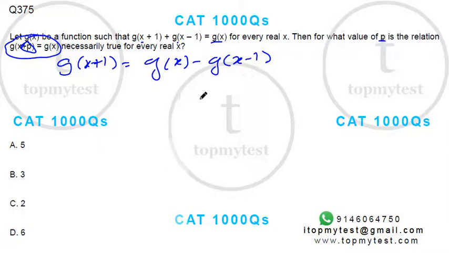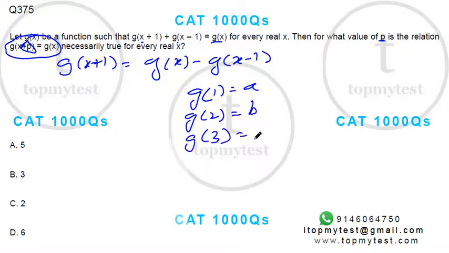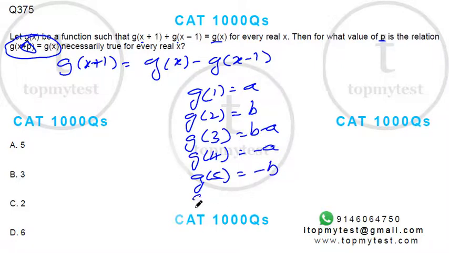Let's take any values. Let's put g1 as a, g2 as b. So g3 would be b minus a, g4 would be b minus a minus b, which is minus a, g5 would be minus a minus this, which will be minus b, g6 would be equal to this minus this, which is a minus b.